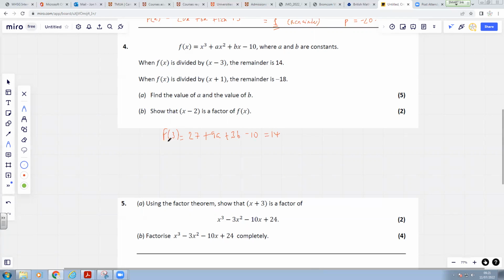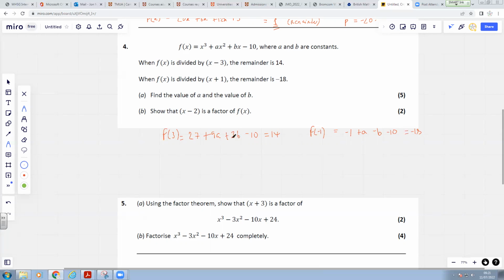Yeah, normally we don't work with this bit. It's just a convenient notation. When we plug in minus 1, the remainder is minus 18. That's going to give me minus 1 plus a minus b minus 10. And that should equal minus 18.